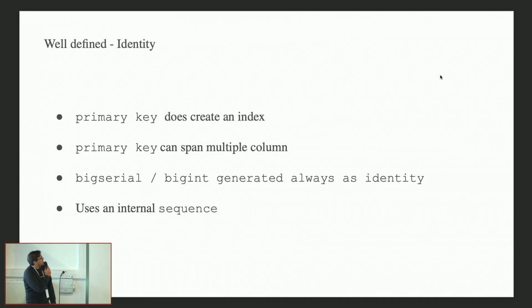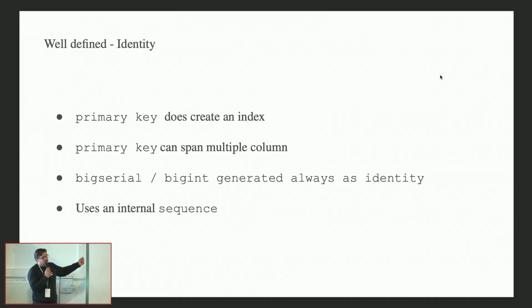Speaking about primary key, actually, it's the same thing, it creates an index. It's one of the most well-known. Your key can span multiple columns. So if you have a very nice pattern of columns you need to query your data, put them all in the primary key. Same spirit as some NoSQL databases, but you can do it in Postgres.